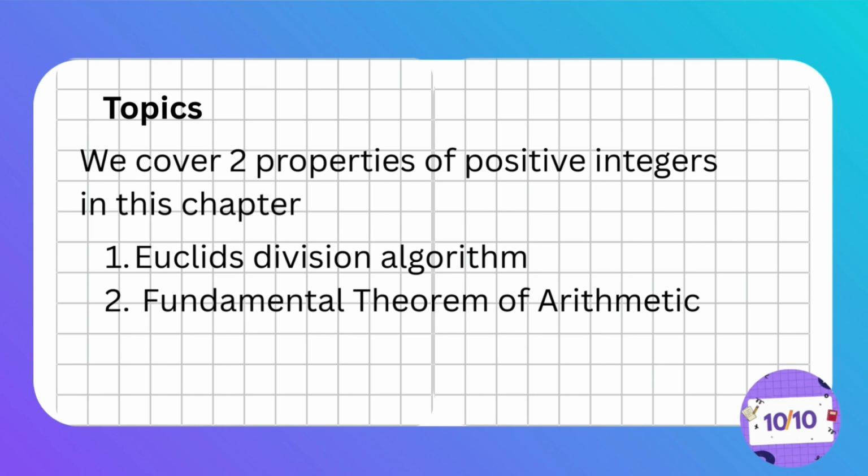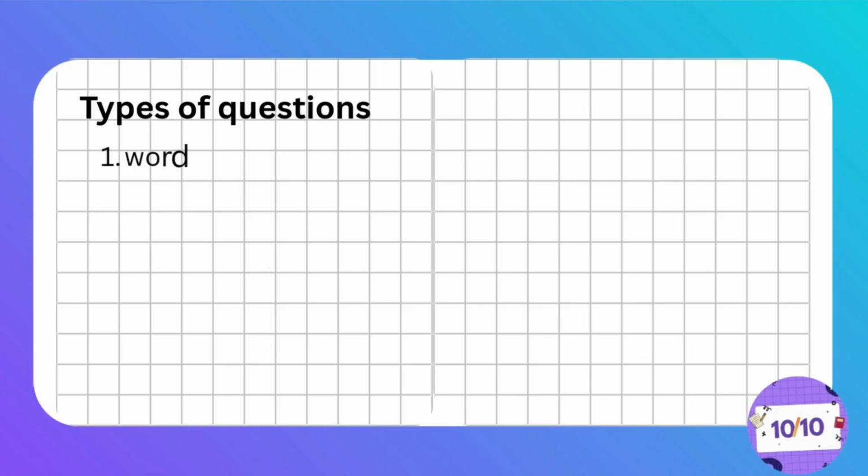In this chapter, we have mainly two topics to cover. They are the properties of positive integers: Euclid's division algorithm and the fundamental theorem of arithmetic. So let's go to the basics.